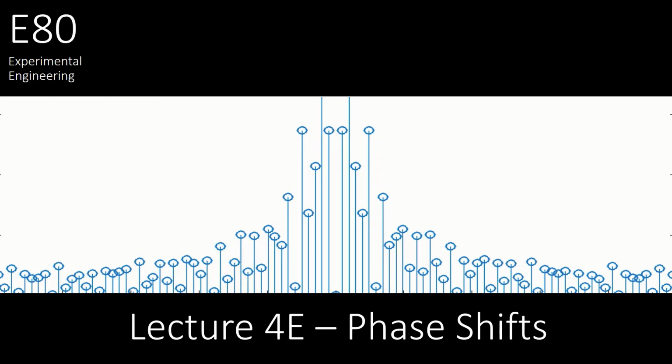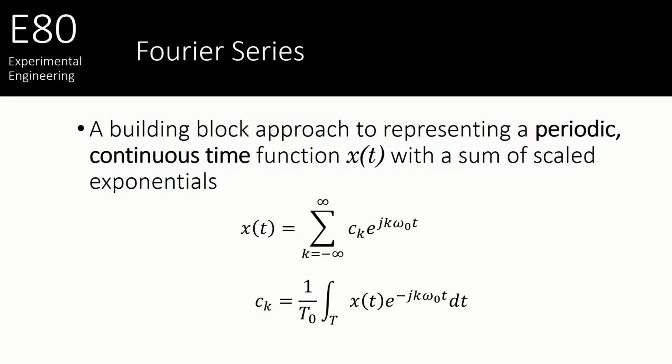Alright, back again with some more Fourier. I'm going to make it a little bit more complicated. Last time we pointed out, we said that we can represent a periodic function with a whole bunch of scaled building block basis functions, where these building blocks were complex exponentials, which we showed were orthogonal, and we could calculate the appropriate scaling factor for each one of these exponential sinusoids.